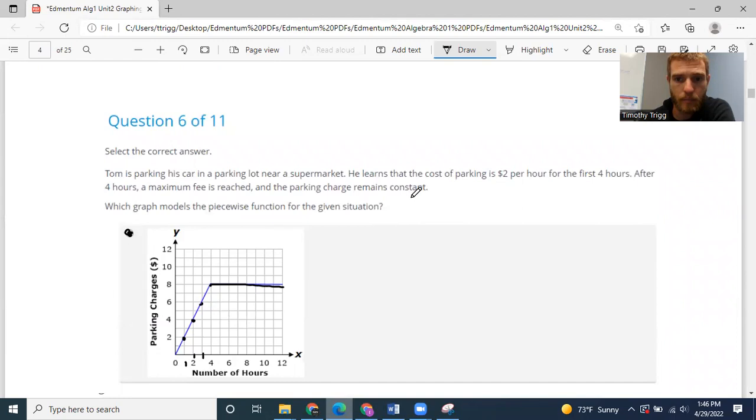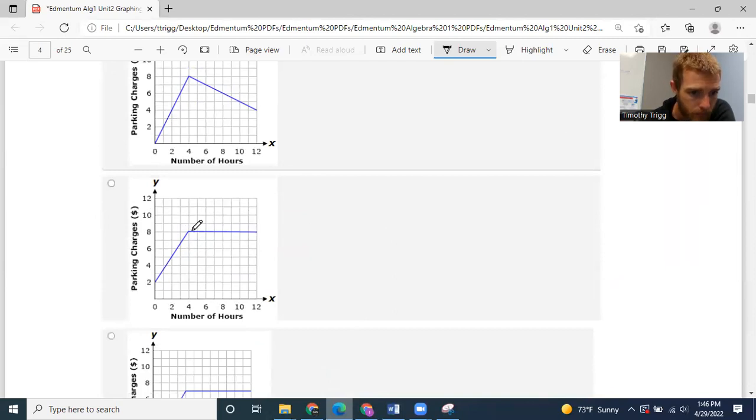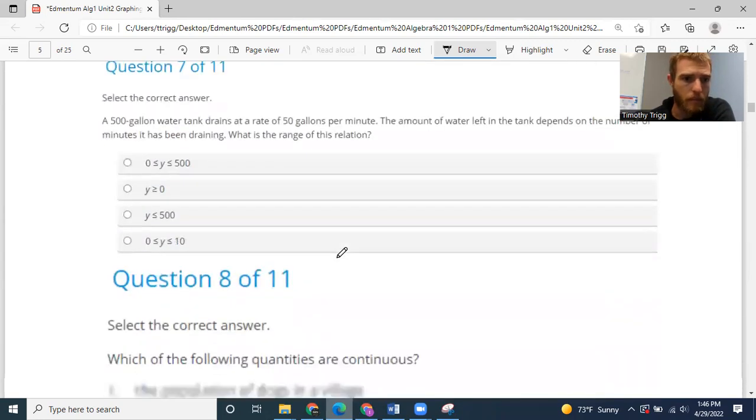Let's see. $2 per hour for the first 4 hours. Maybe this one. This one's showing that if you park for 0, that it still costs 2. Well, that doesn't seem right. This one doesn't seem right either. Okay, not quite. Okay, yep, it's the first one. Great.